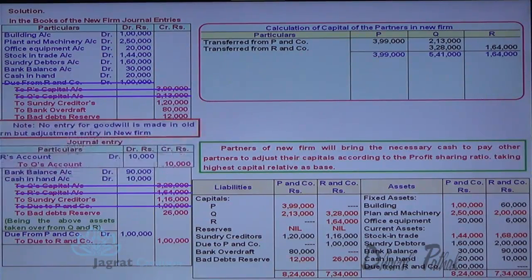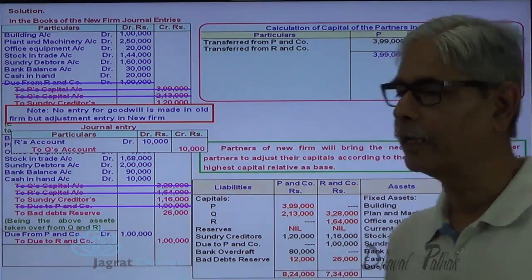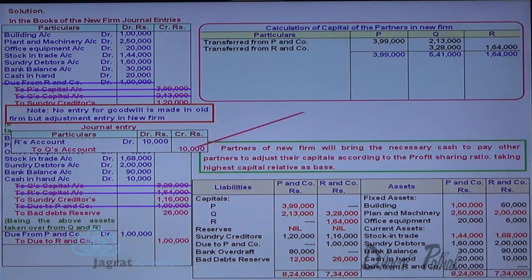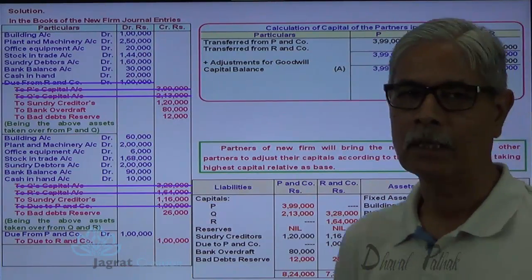Now, the effect of goodwill adjustment. R's capital account debit, Q's capital account credit. So from R's capital it is to be deducted, and to Q's capital it will be added. So 10,000 added and 10,000 deducted. After goodwill adjustment, P's capital will be 3,99,000. Here 541 plus 10, 551. 164 minus 10, 1,54,000. This is the capital.